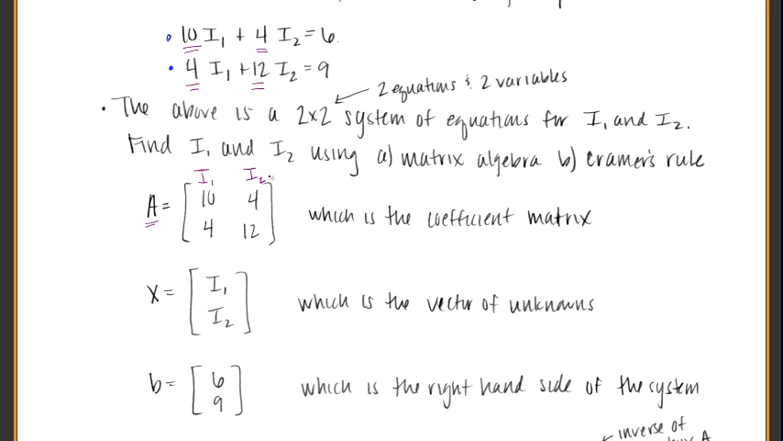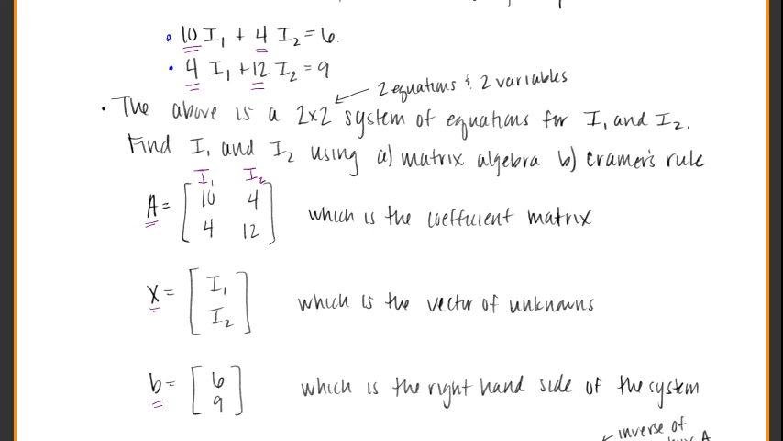Okay. X represents basically the matrix of your variables. The two variables there were I1 and I2. If the variables happen to be X and Y, then what you would see here is X's and Y's. Okay. And the third matrix that we're going to use to help solve this is what I call the equal matrix. It's what's on the right side. So one matrix represents just the numerical coefficients, one matrix represents the actual variables, and then one matrix represents what the whole system equals to.